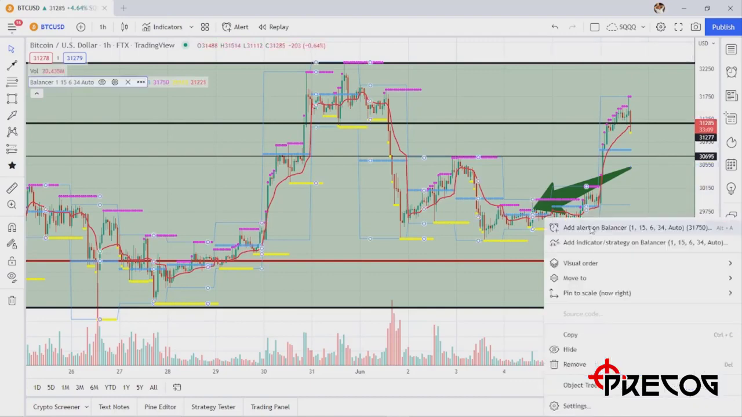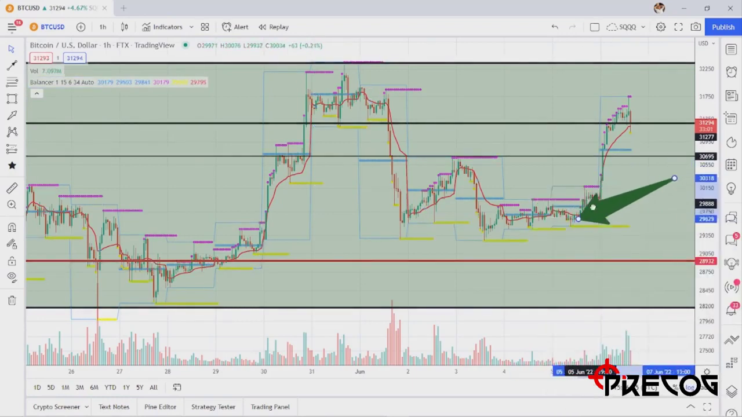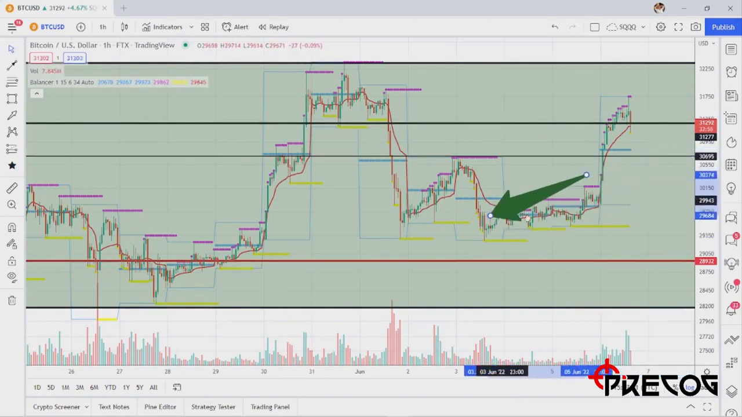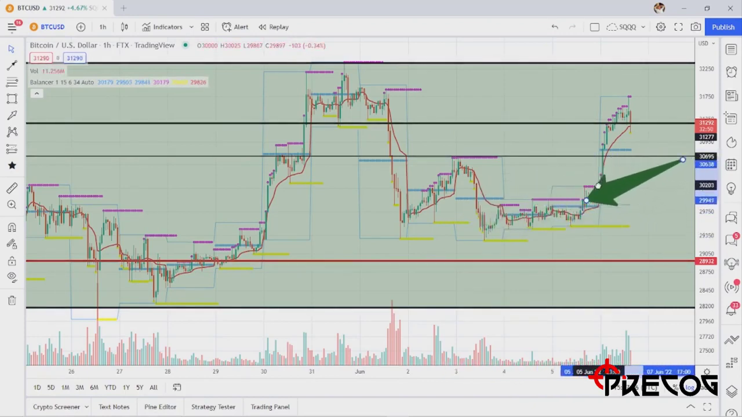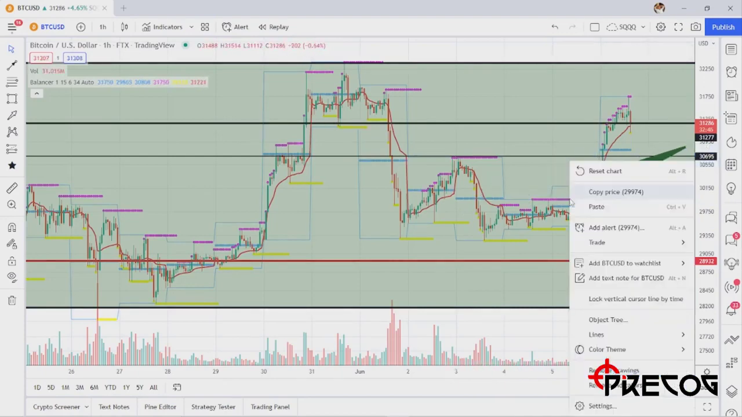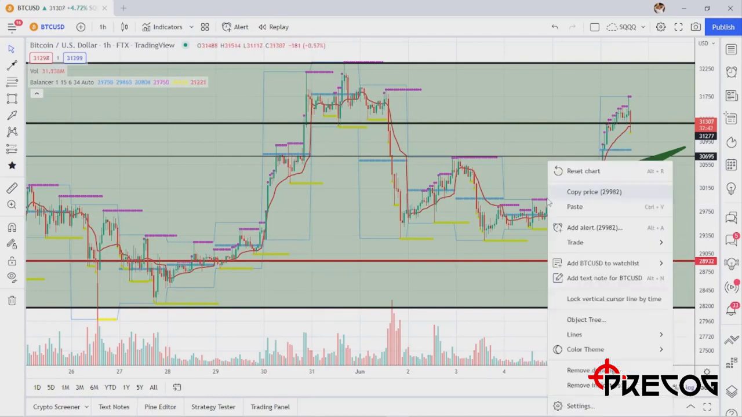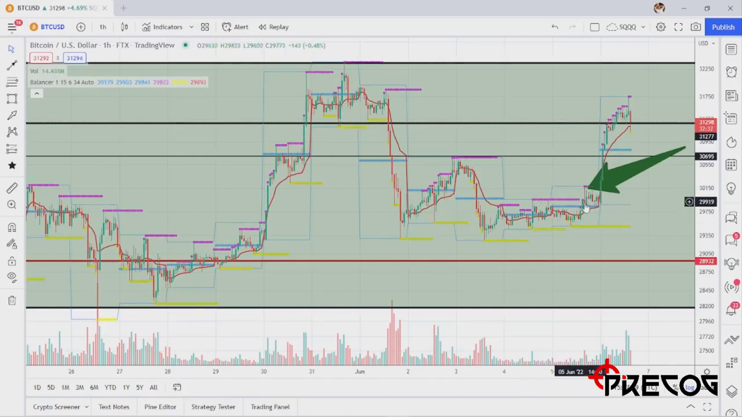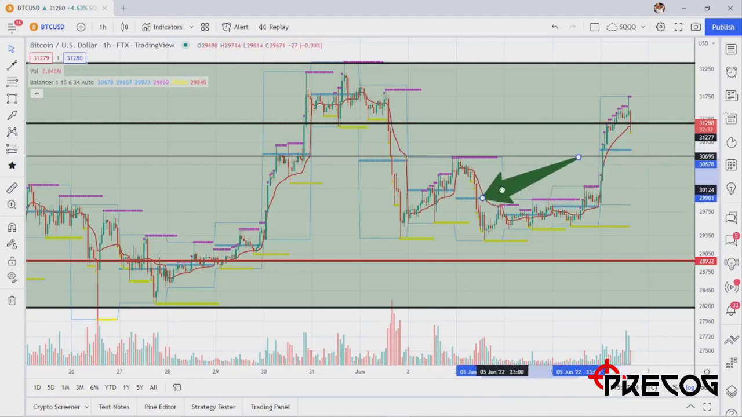So you could right click on that area of support, and right here at the top you see add alert on Balancer. So you could add an alert there and it gives you notification when it hits that level or hits that area. You can do the same at resistance. When you're in a horizontal area, you really want to put that alert on that resistance. So this being a key area of resistance, I would probably want to set my alert right here, add alert to this area right here, because then you will get notified when you get that breakout of this horizontal consolidation.